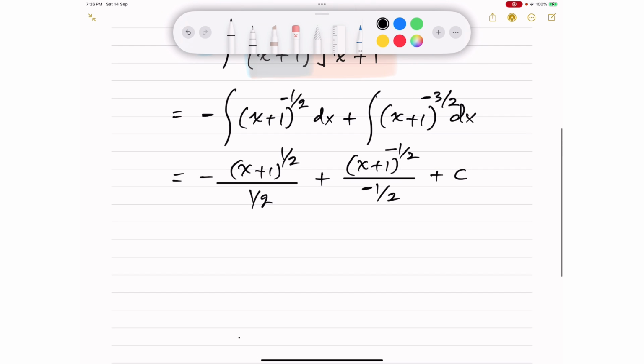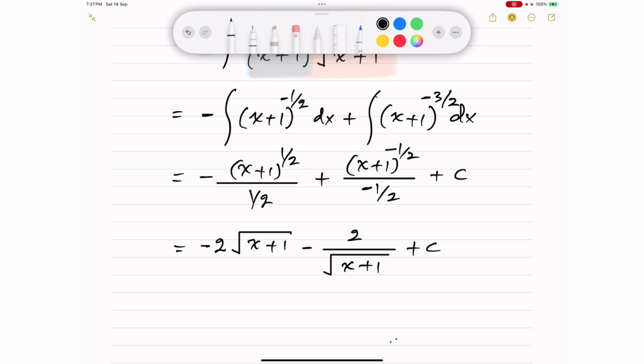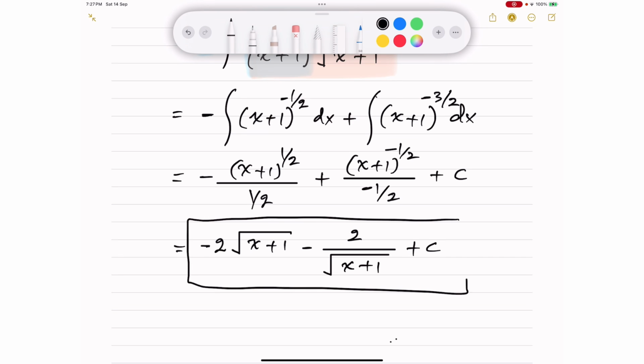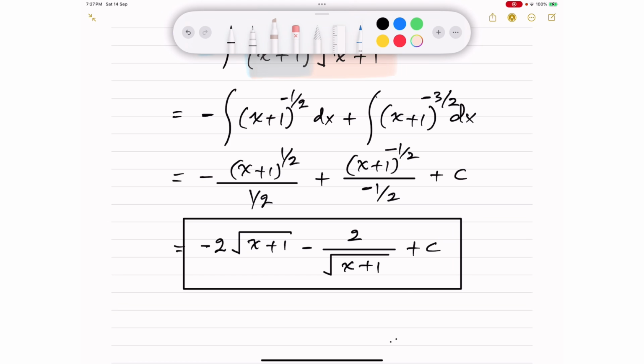And this can be simplified as negative 2 times the square root of x plus 1, minus 2 over the square root of x plus 1, plus c, and that is basically the answer to this integral. So that's method number 1. Let me highlight this in pink here. And let me try to show you another way to solve for this integral.